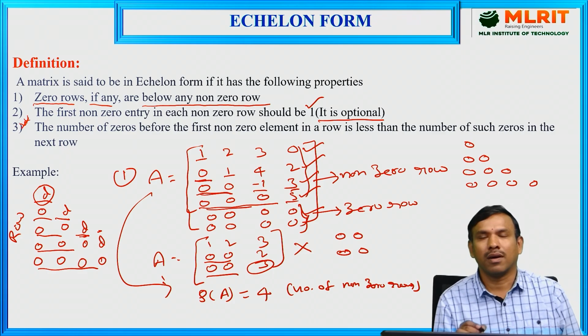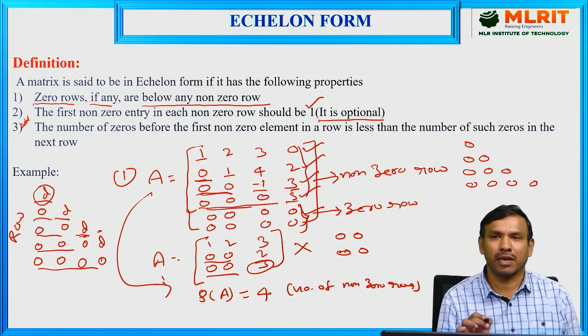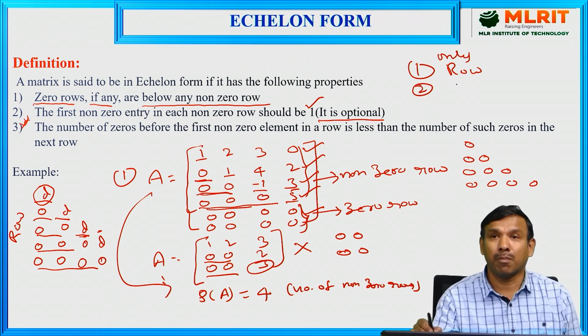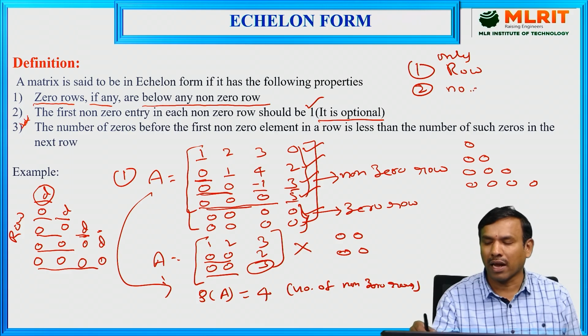So in echelon form, what is to be remembered? The key point is that we can apply only row operations. Only row operations. Right? And second, the number of non-zero rows will become the rank of the matrix. Number of non-zero rows.